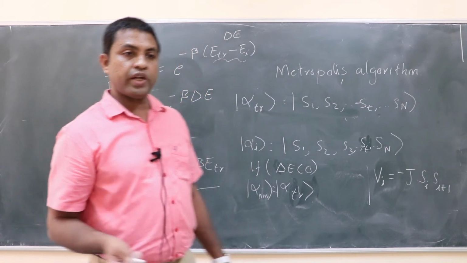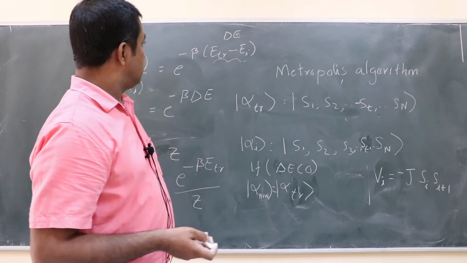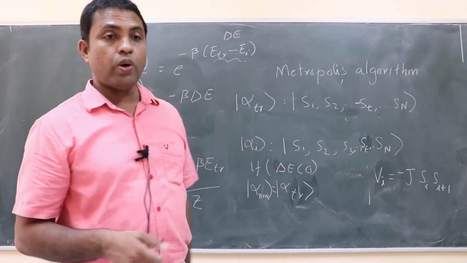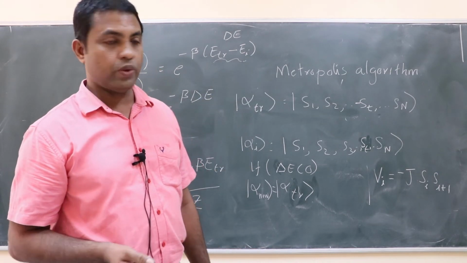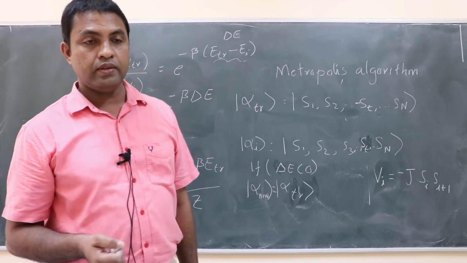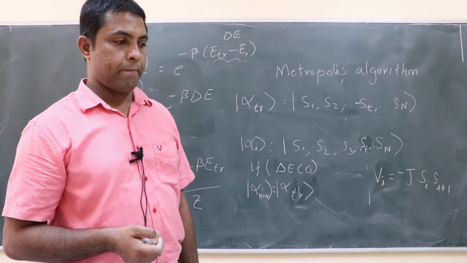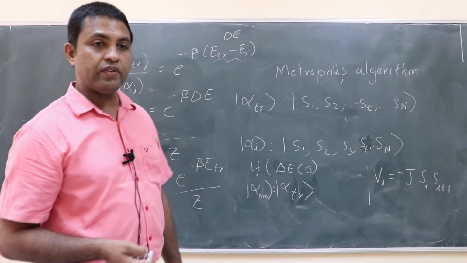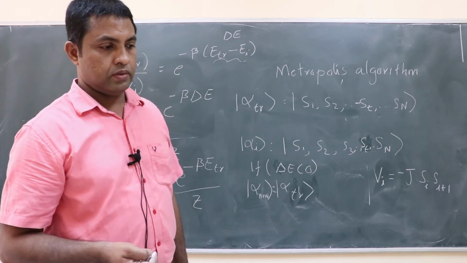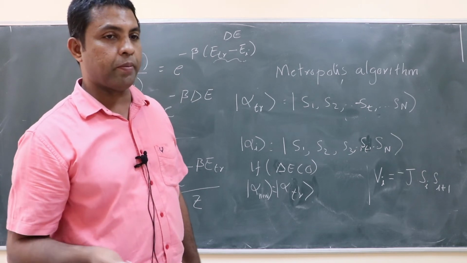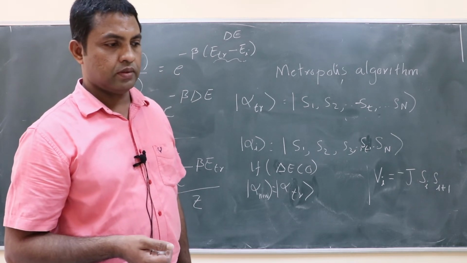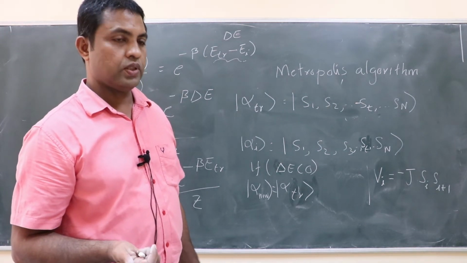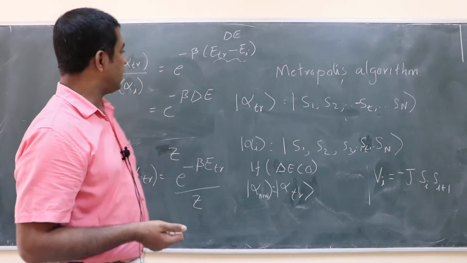Suppose your new configuration energy is higher than the old configuration. What will you do? Obviously, in that case, delta E will be positive. So the relative probability will be a number between 0 and 1. Okay. So that will be between 0 and 1.